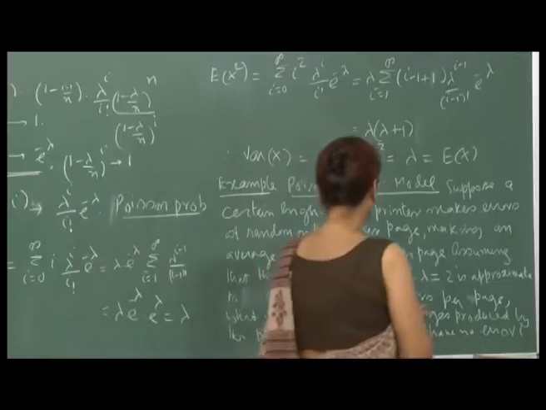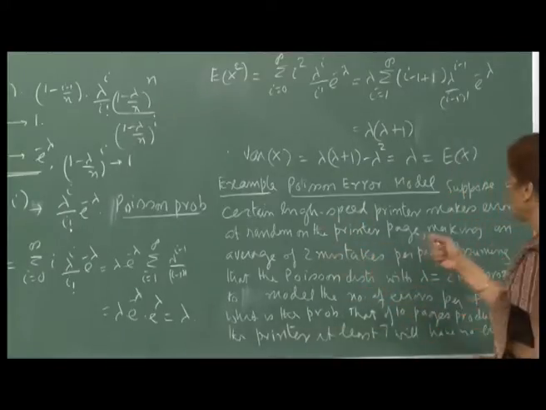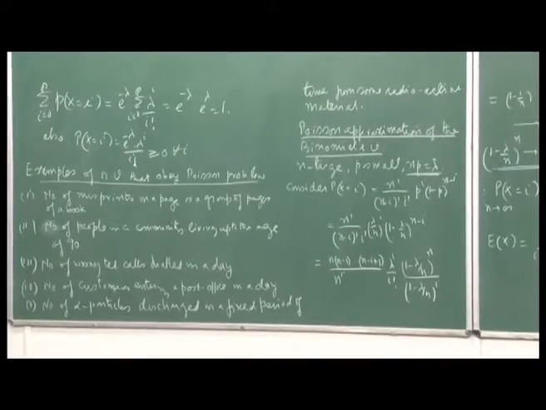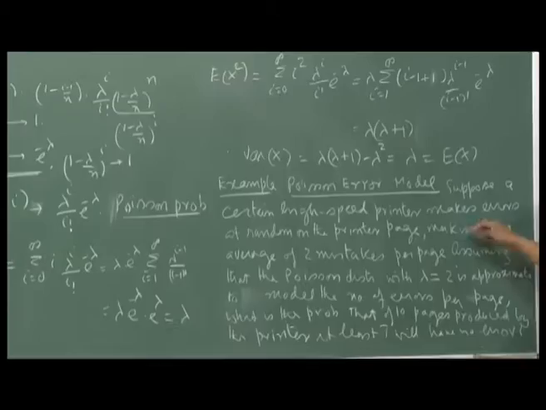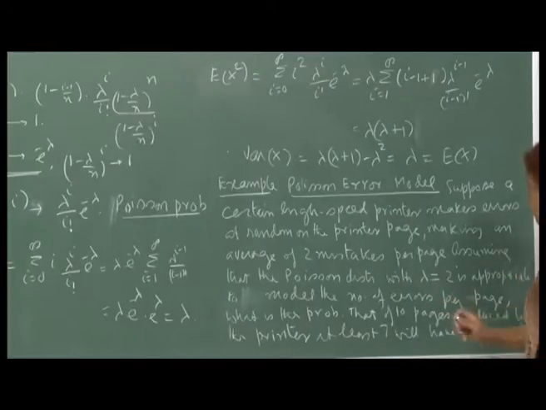Okay. Now, the best way to give you a feeling about a particular random variable is always through examples. So here let us look at the Poisson error model, where you are modeling the number of printing mistakes made by, let us say, a high speed printer. It says that a certain high speed printer makes errors at random on the printed page, making an average of 2 mistakes per page. Assume that the Poisson distribution with lambda equal to 2 is appropriate to model the number of errors per page.